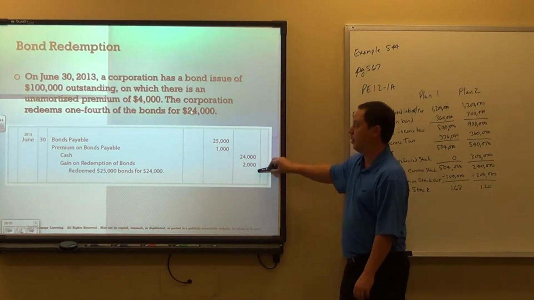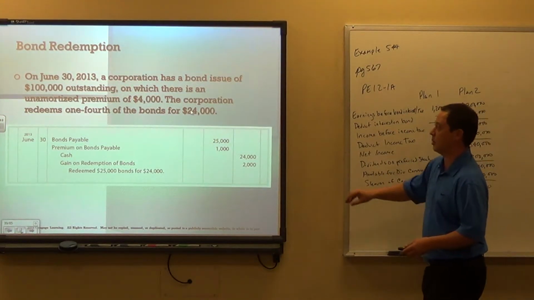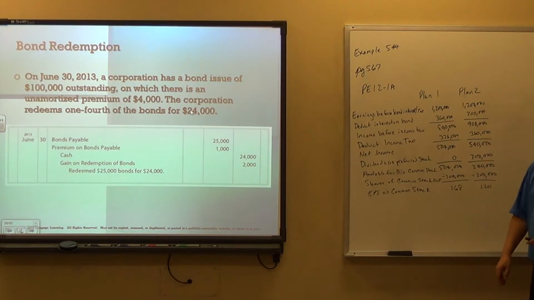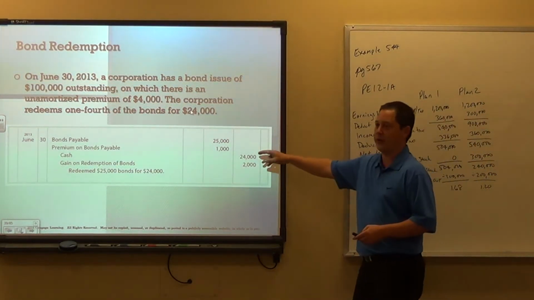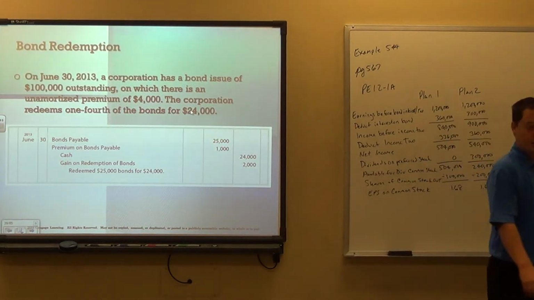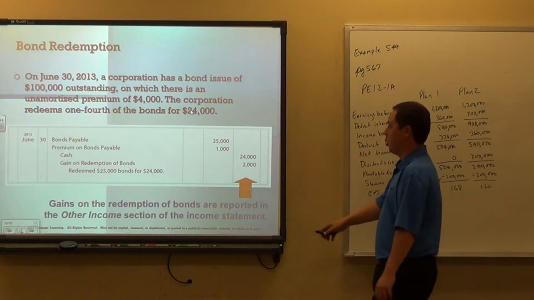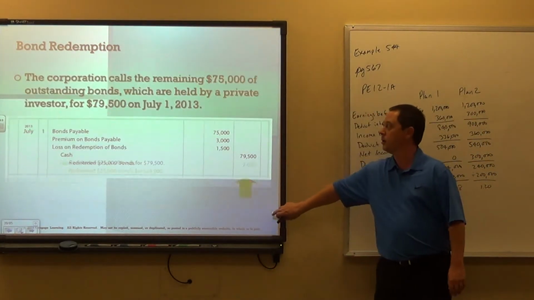So here we have a gain, actually. I'm sorry, we have a gain because we had a premium on that. We only had to pay off 24,000, which is nice. And that would go in your other income, way back when we were studying the income statements. You don't put that in normal operations.